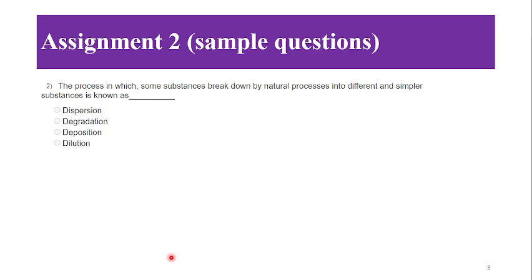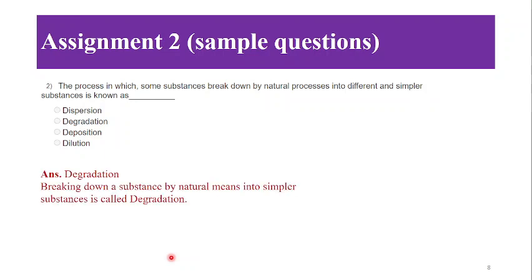So the next question is, the process in which some substances break down by natural processes into different and simpler substances is known as. Can anybody give me the answer for this? Which is the correct answer here? It's degradation. Yeah, correct. Degradation is basically the breakdown of a complex substance into simpler substances. Yes, the correct answer is degradation.